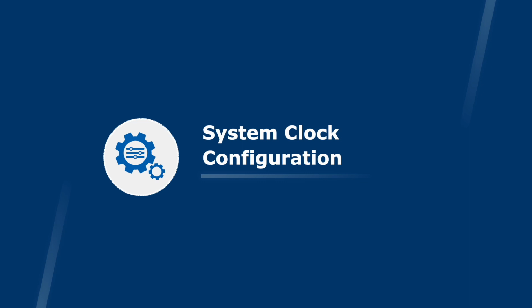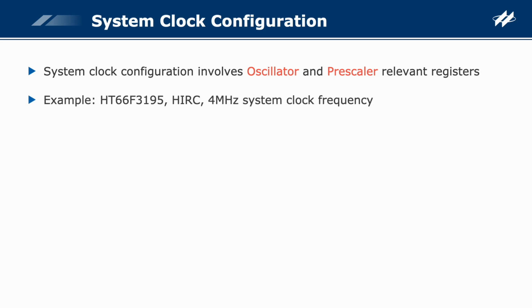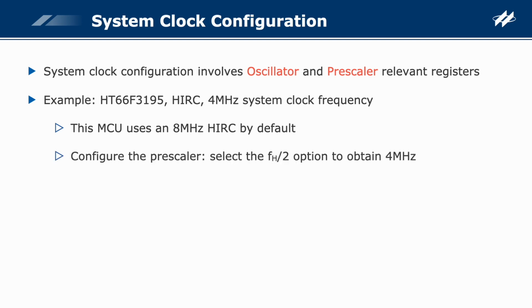System clock configuration. As shown in the system clock structure, the system clock configuration is mainly to configure the oscillator and prescaler relevant registers. Let's take the HT66F3195 as an example to configure its internal high-speed RC oscillator to generate a 4 MHz system clock frequency. First, this MCU defaults to use the internal high-speed RC oscillator with a frequency of 8 MHz, so the oscillator selection has completed. Then configure the prescaler by selecting the divided by 2 option to obtain a 4 MHz frequency.